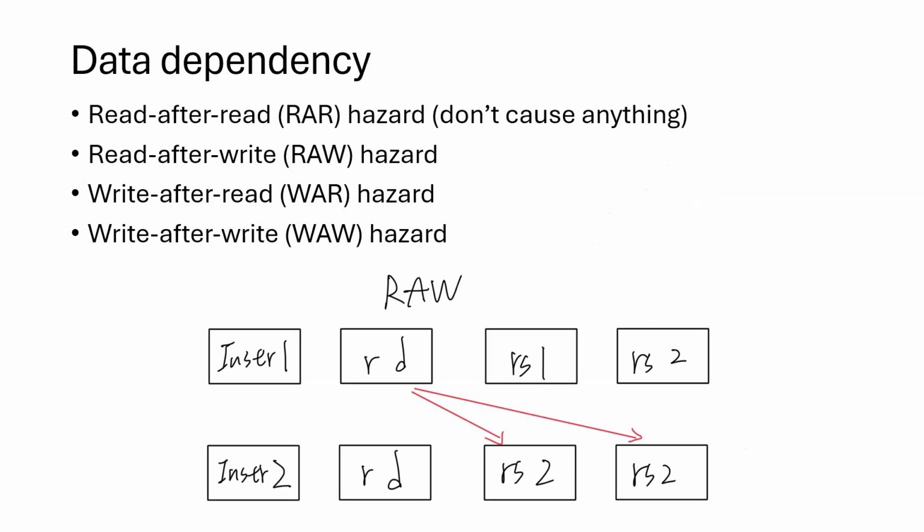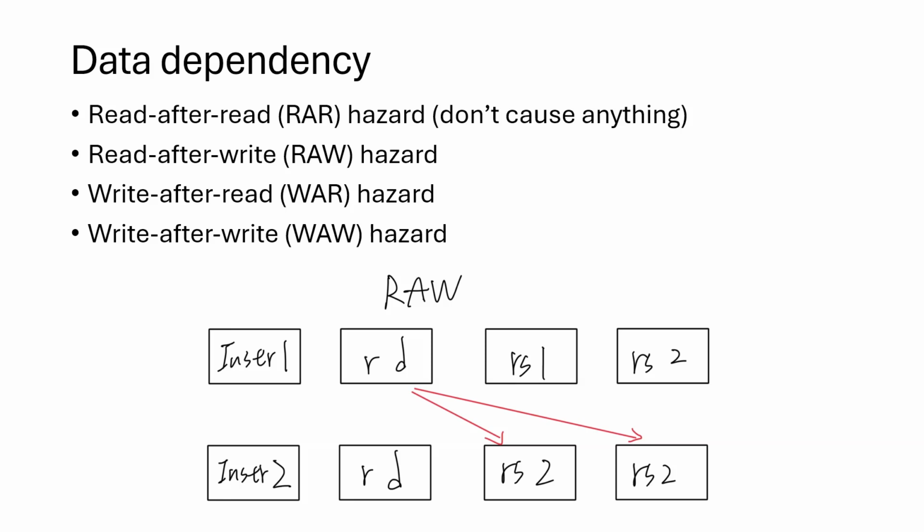And then the data dependency. The data dependency is the main reason why we encounter the data hazard. There are 4 types: read after read, read after write, write after read, and write after write. But read after read won't cause anything, so I will focus on the other 3.